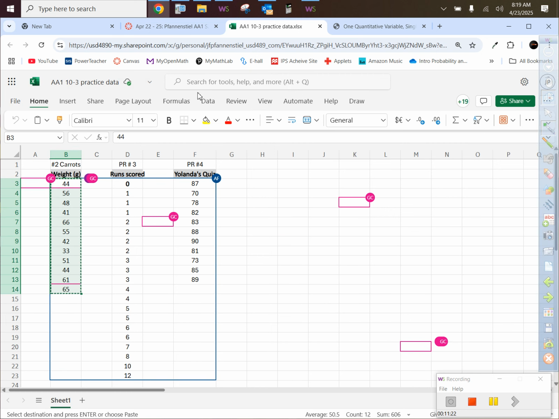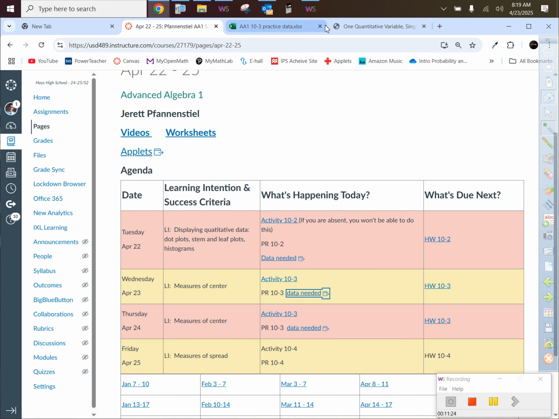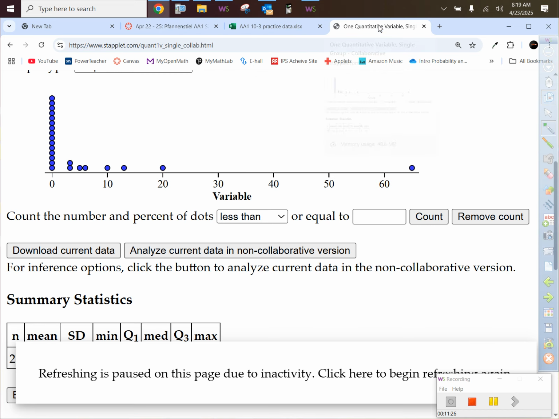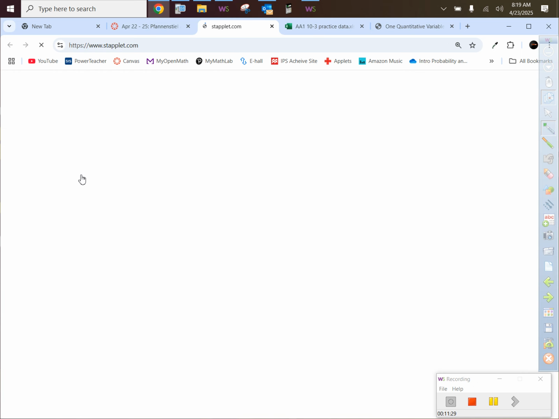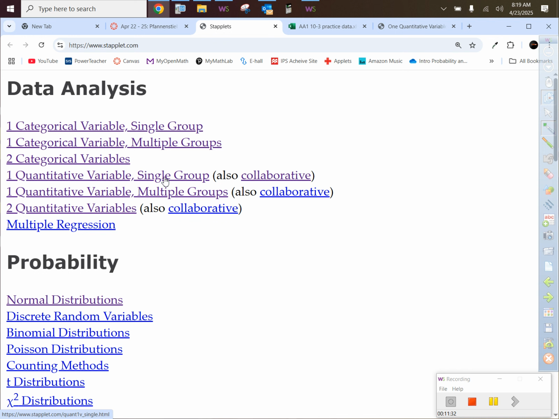And then you could go to your applets. If you don't have the applets bookmarked yet, you might want to bookmark it. Otherwise, it's on the agenda right here. Just click that, and then you do one quantitative variable, single group. You don't click the collaborative link, though, because that's only when we're doing stuff together in class. I want you to all do it.